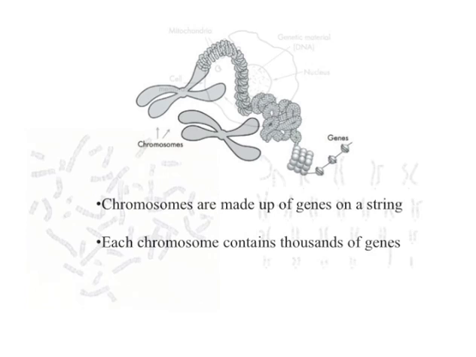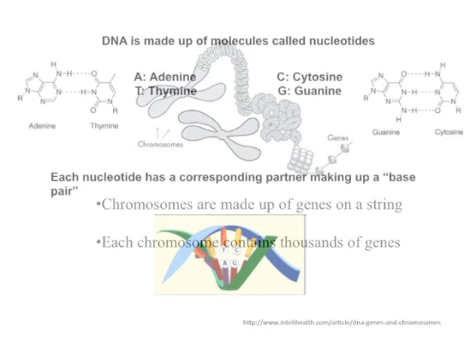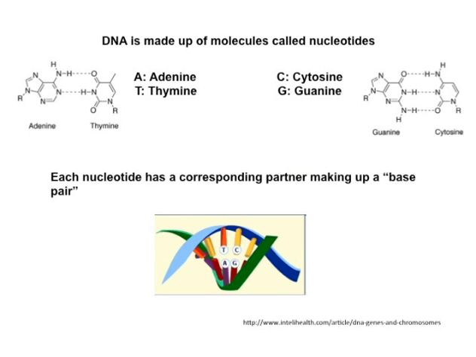The chromosomes you can think of being made up of genes on a long string, and each chromosome contains 1,000 or more genes. Now, DNA itself is made up of molecules that are termed nucleotides, and these are the four that you see here. You can just remember A, T, G, and C. And each nucleotide has a corresponding partner that's called its base pair.